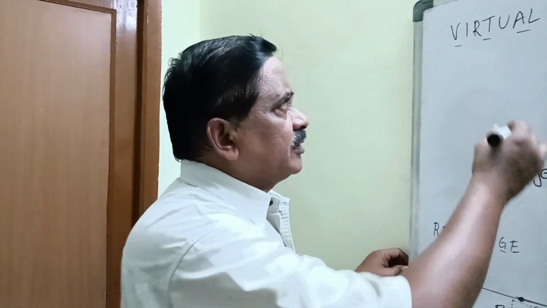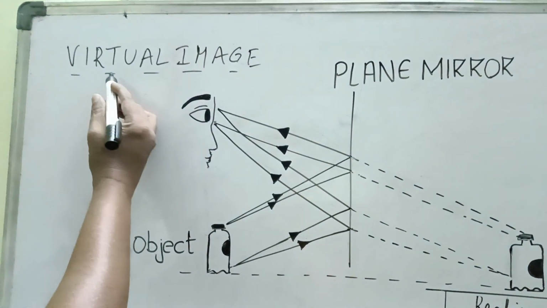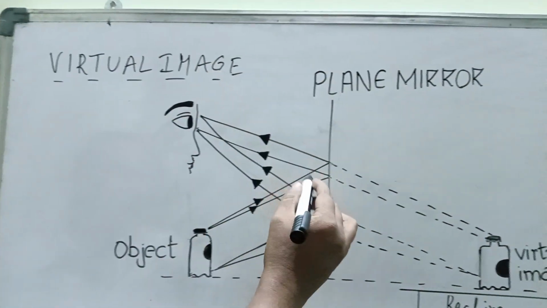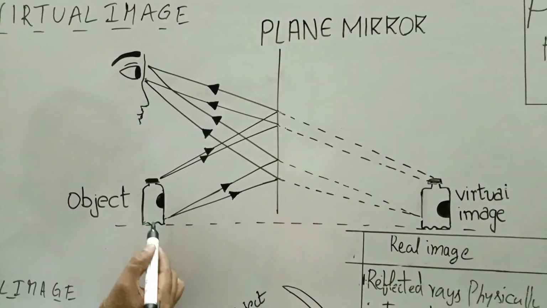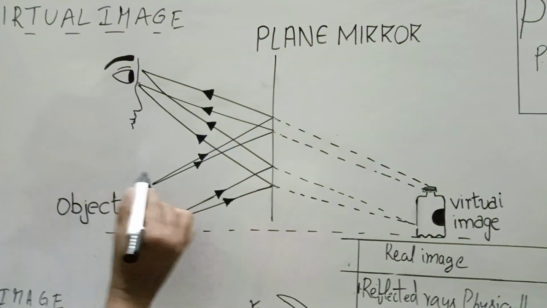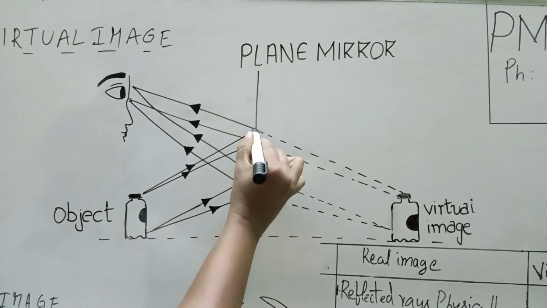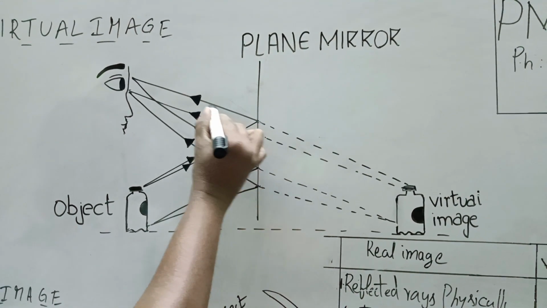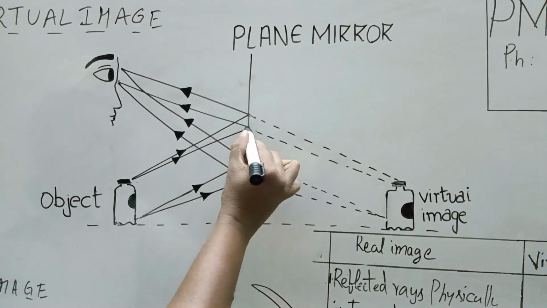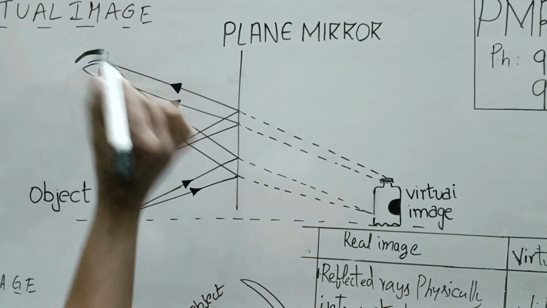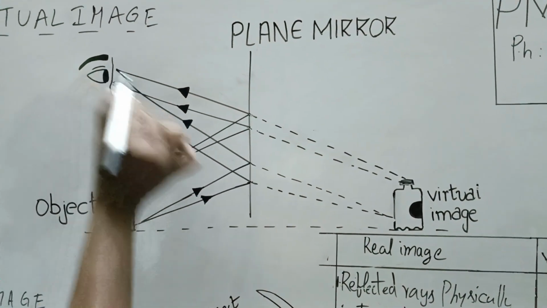Today we have the topics of virtual image and real image. To discuss virtual image, we have the plane mirror, and here is an object, say a bottle. During daytime the sun rays fall on it, and say this is one ray, an incident ray on the plane mirror, and it is getting reflected to the eye. And this is another incident ray, and it is reflecting like this. And there are two more incident rays, and they are reflecting to the eye like this.